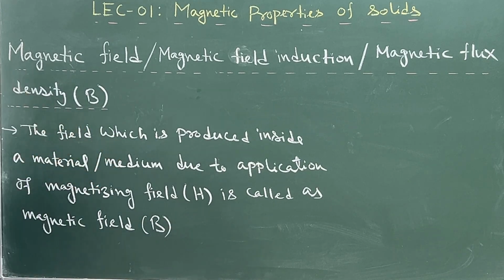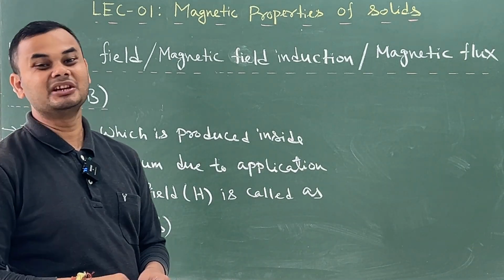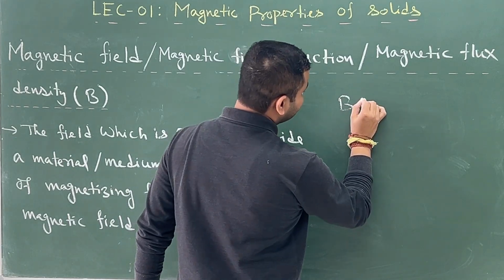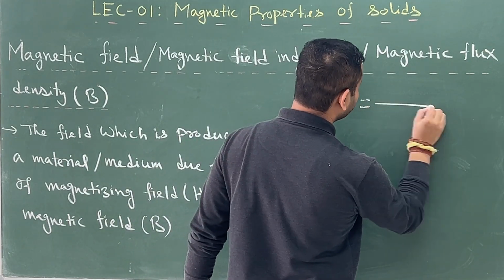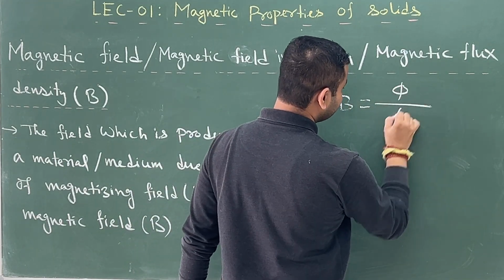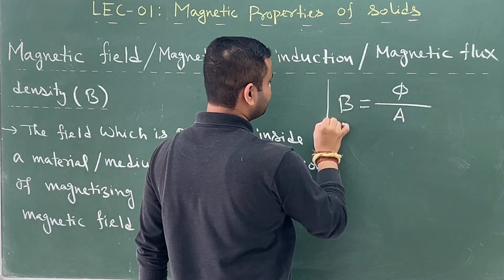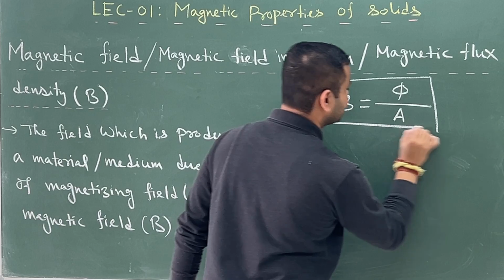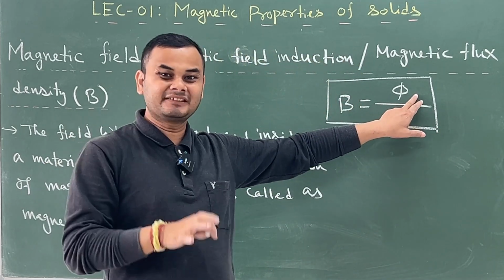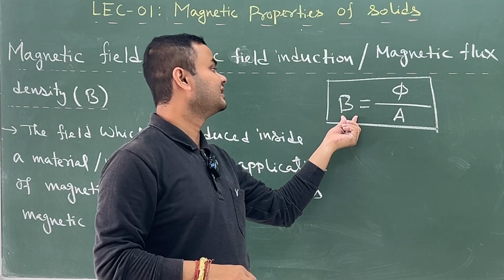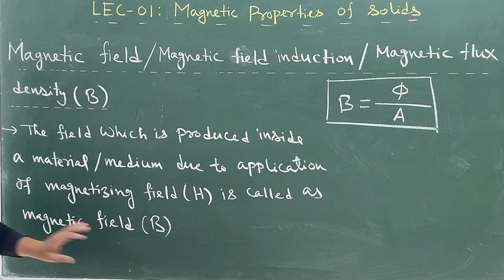It should be noted that this magnetic field B is defined in this way also. B is equal to phi divided by A. That means total magnetic flux crossing through a unit surface normally is defined as the magnetic field.